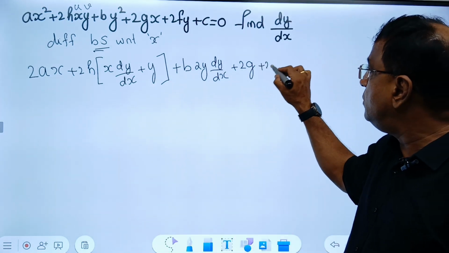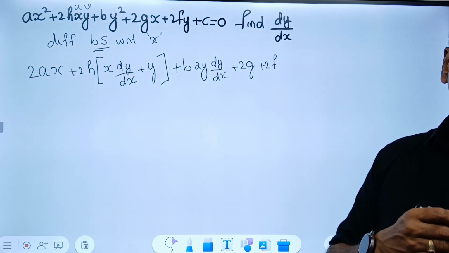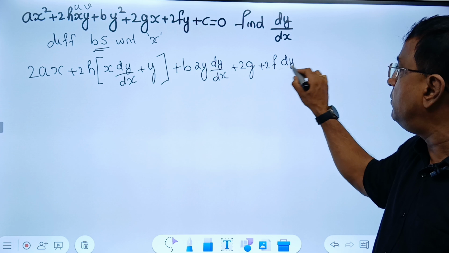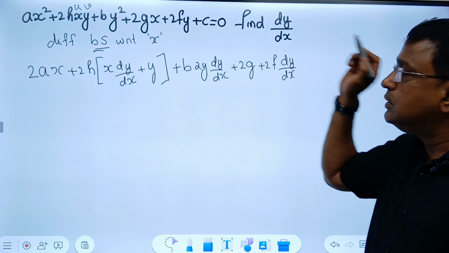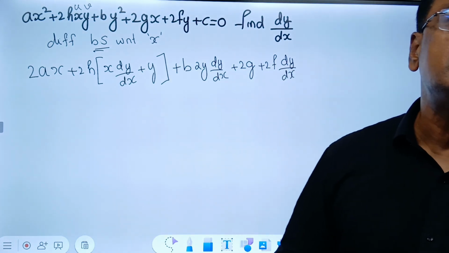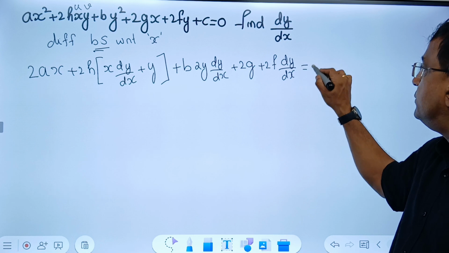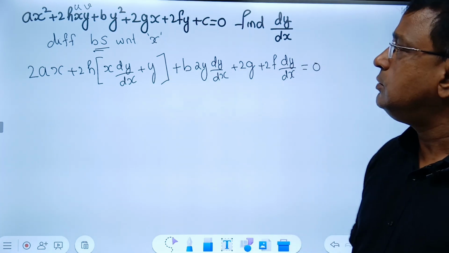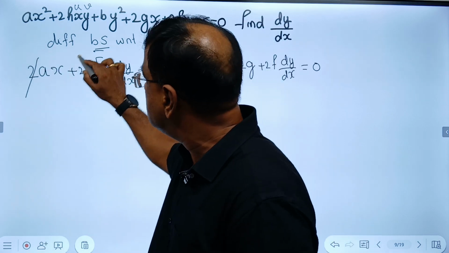Plus 2f into, what is differentiation of y? Differentiation of y with respect to x will be what? Yes, dy by dx. Plus differentiation of constant. Differentiation of constant is 0. So equal to 0. Job done. I have differentiated. Now what is common throughout? 2 is common throughout, so I cancel it.